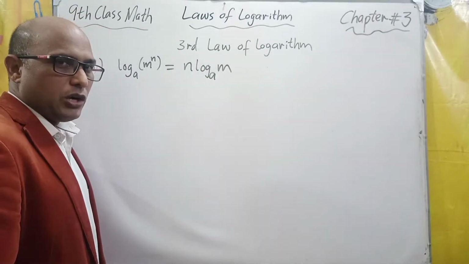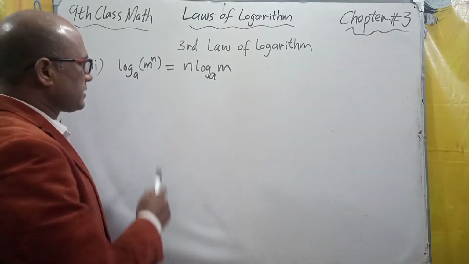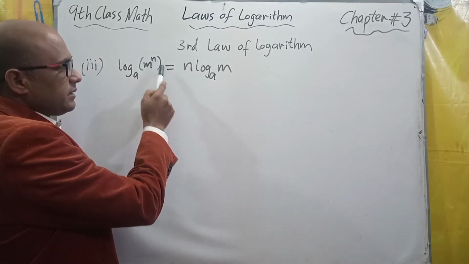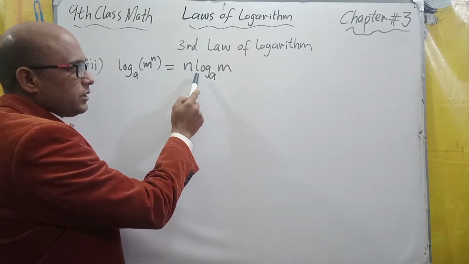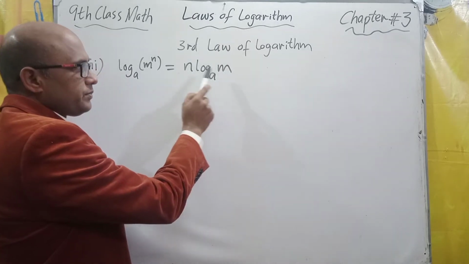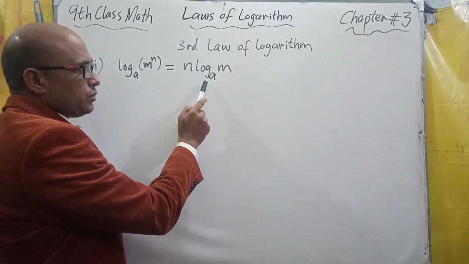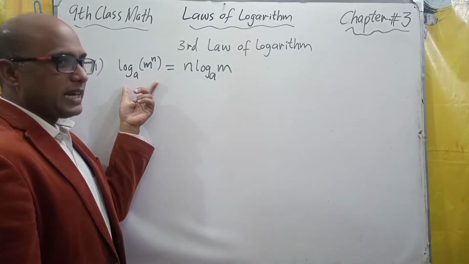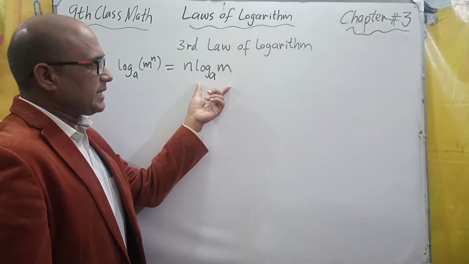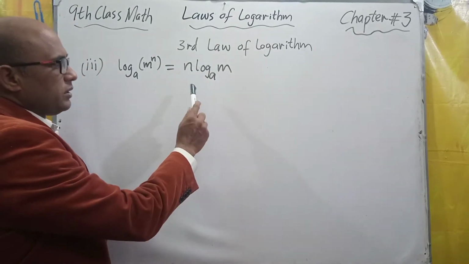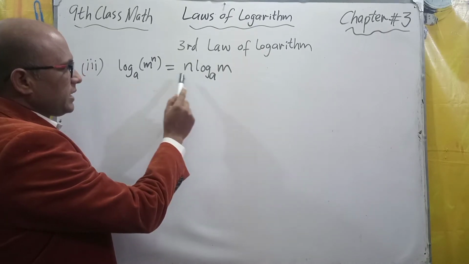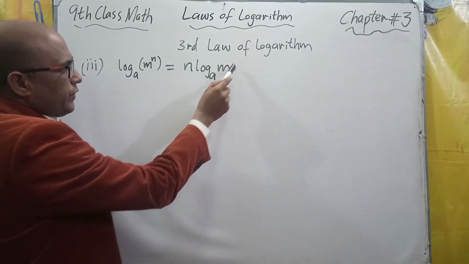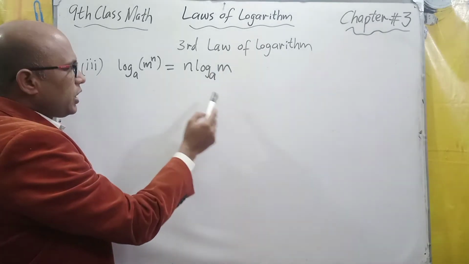The statement of third law of logarithm is log a of m power n is equal to n log a of m, or you can say n into log a of m. We have to prove that left hand side is equal to the right hand side. Students, if you watch it carefully, look at this n, where has it come from? It was power of m. So this is the law.